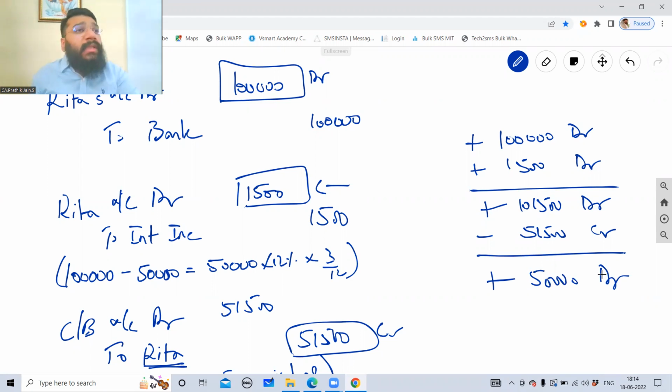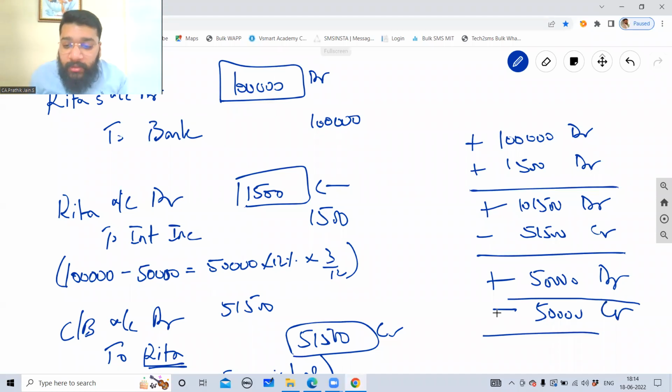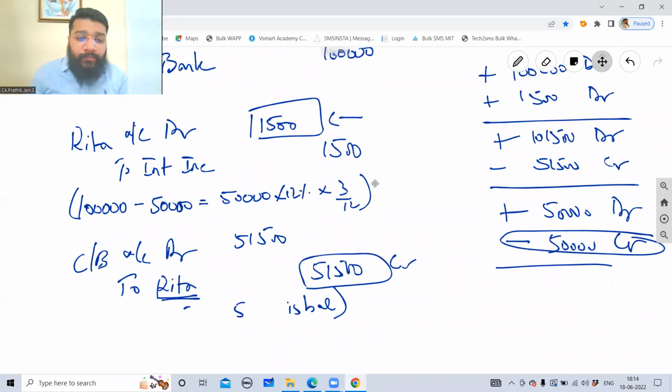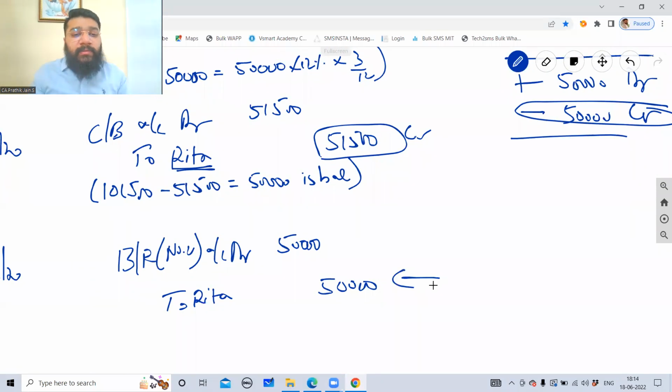So I need to close this debit because Rita is unsecured and against it we are creating a secured account called bills receivable. So I need to further minus 50,000 by giving a credit. So this 50,000 credit is what this amount. This credit 50,000. Okay?